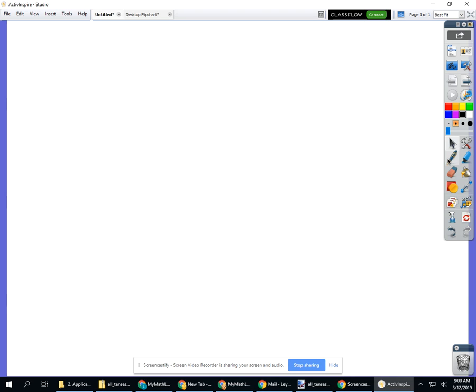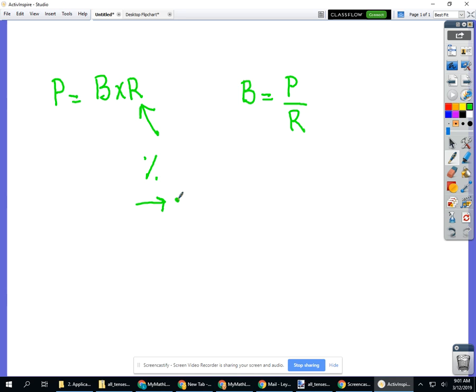It's actually very simple. You just need to remember one formula and a variation of it, and that formula is part equals base times rate. Or if you're looking for base, that's part divided by rate. The rate is always given in percentages, and that needs to be changed into a decimal in the problem. That's the first thing you need to remember.